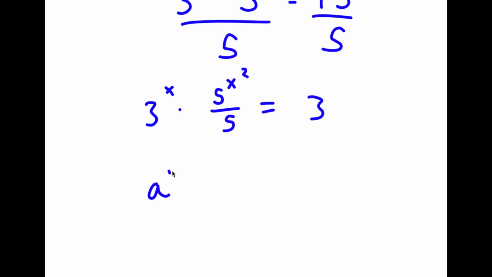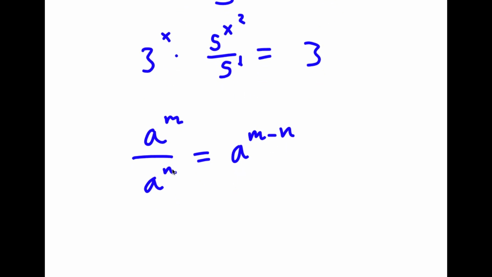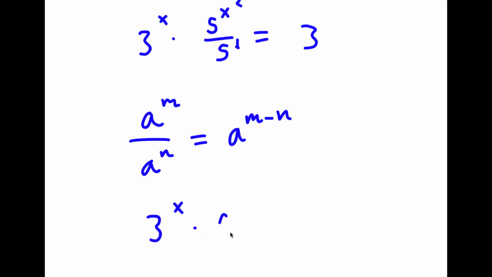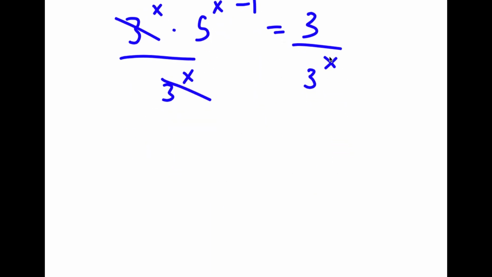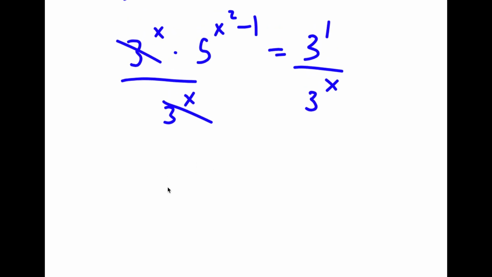Now if I have something in the form a^m over a^n, this is equal to a^(m − n). So in this case, 5 is the same thing as 5^1, and 5^(x^2) over 5^1, that's going to equal 5^(x^2 − 1), which is equal to 3. And now I'm going to divide both sides by 3^x. So then these two cancel out, and 3^1 over 3^x, that's the same thing as 3^(1 − x).